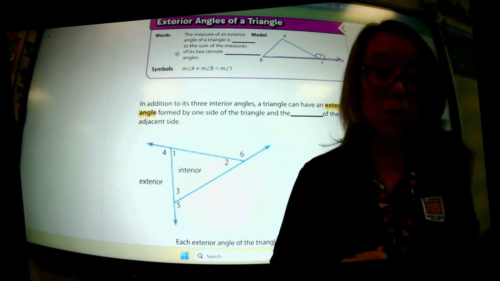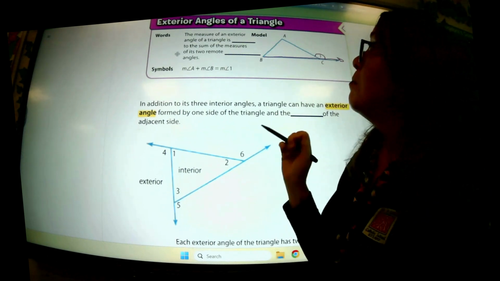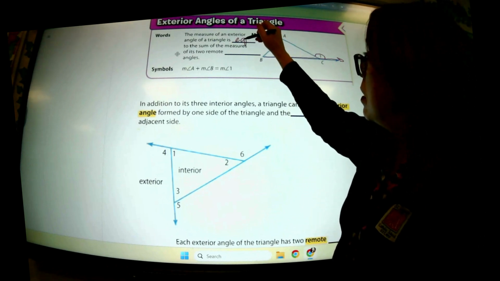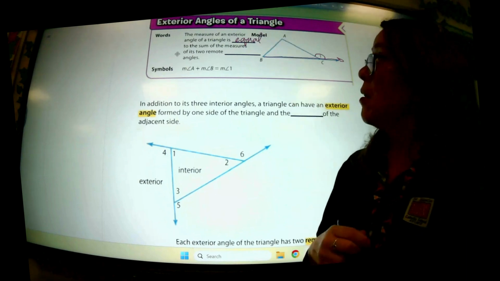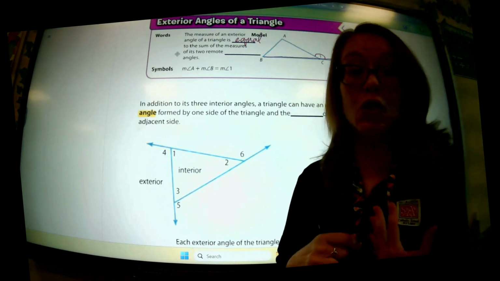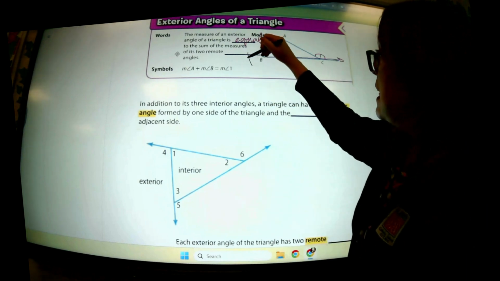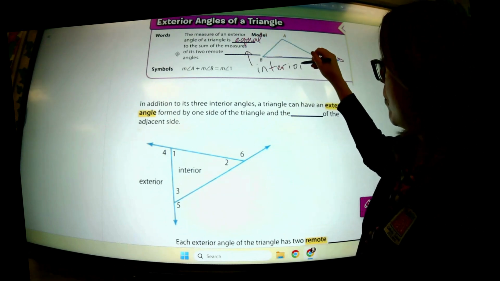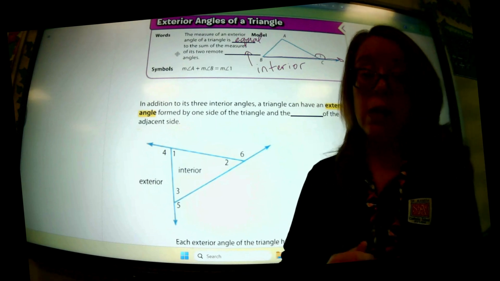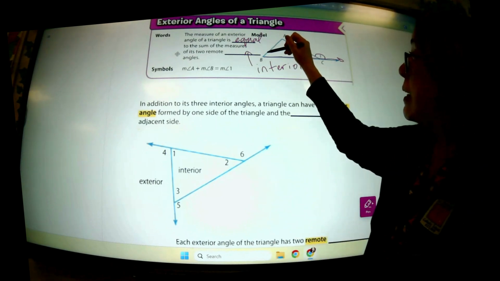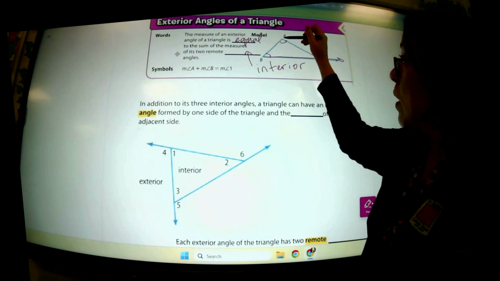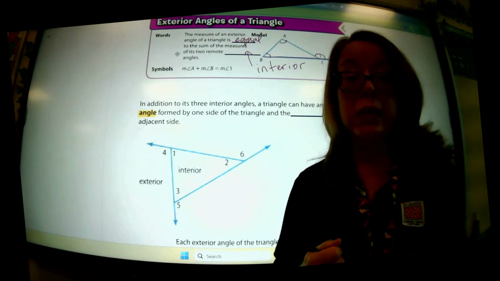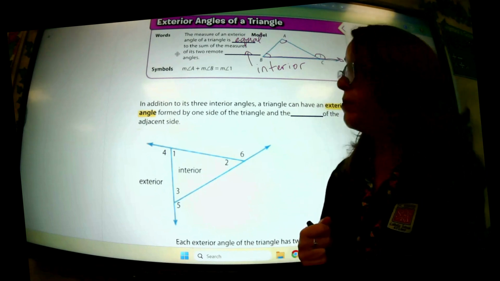then you see your exterior angle. The measure of an exterior angle of a triangle is equal to the sum of the measures of its two remote interior angles. Okay, so if I'm looking at angle one, I'm looking at the interior angles that are furthest away from it. So we're calling those the remote interior angles.